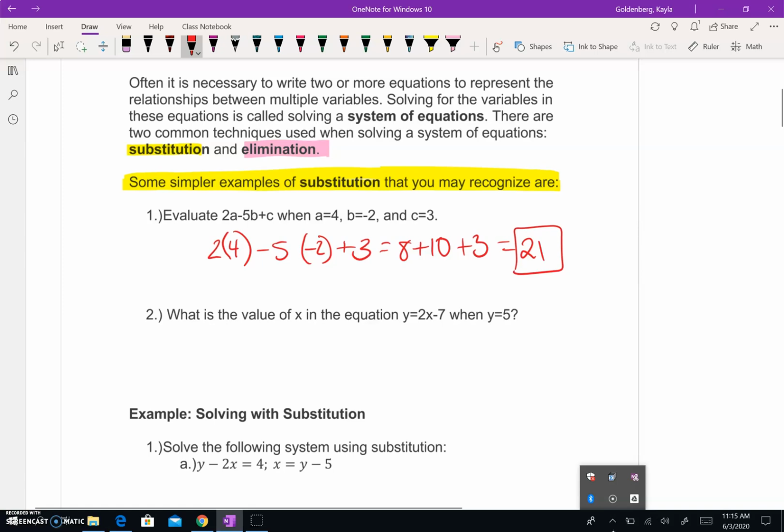And we're going to be building on this as we look at what it means to solve a system of equations with substitution. Here's another great example of just substituting. What is the value of x in the equation y equals 2x minus 7 when y equals 5? So we're going to substitute in a 5 for y and set that equal to 2x minus 7. And the question is, what value of x when I plug it in times 2 minus 7 will give me a 5? And this we can solve using our solving method. So we're going to try and isolate the x. So add 7 to both sides. Okay, 12 is equal to 2x, divide by 2, and x is equal to 6.